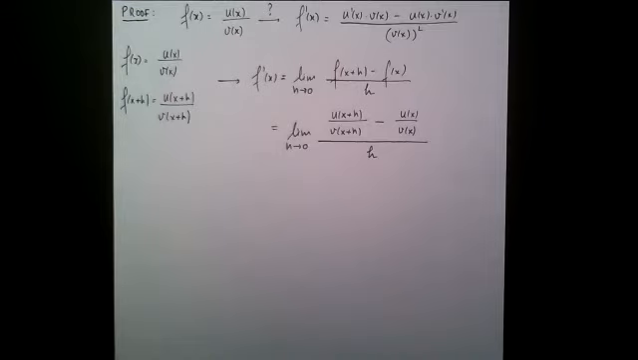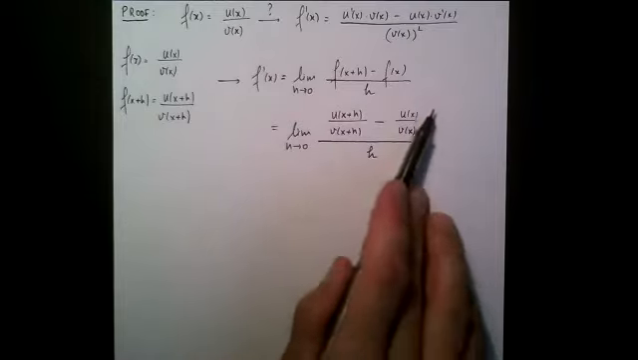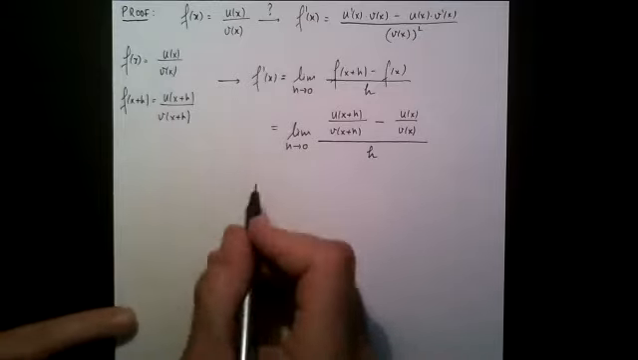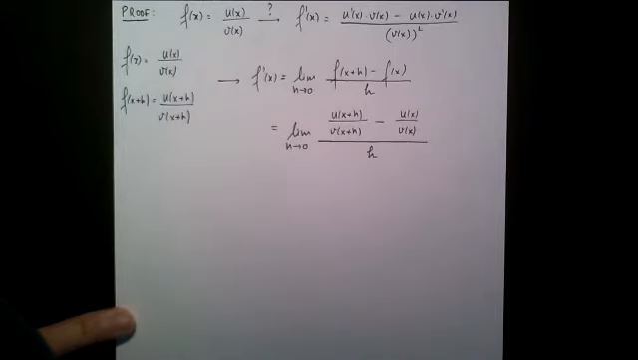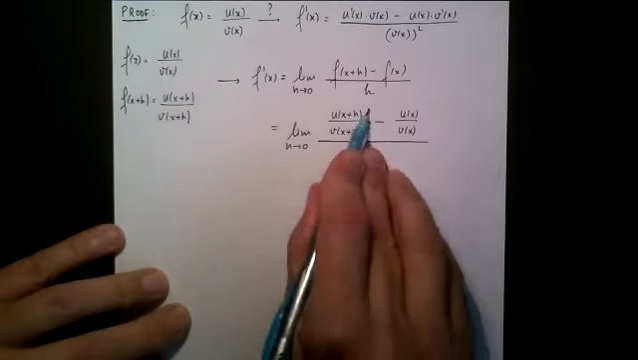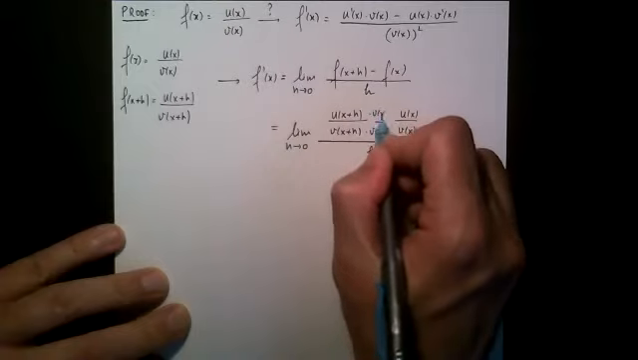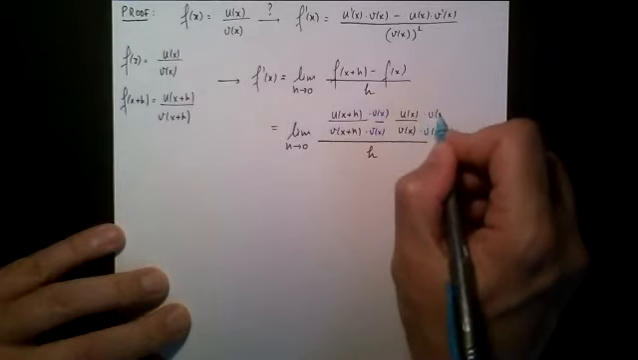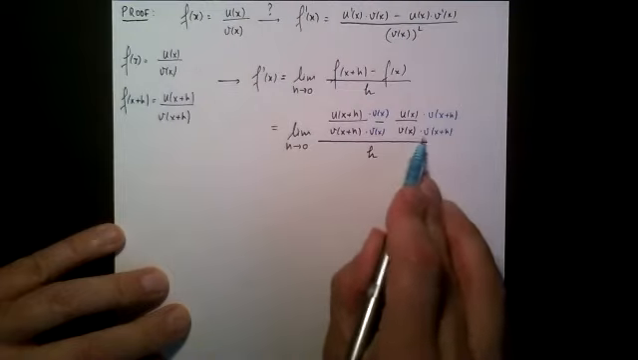So the first thing I'm going to do, because I hate having fractions on top of fractions, is find the common denominator and try to express this as one single fraction, not a complex fraction like this. So I will find the common denominator on top, multiplying here by v of x top and bottom, and here by v of x plus h top and bottom, so that the bottom of both of them is v of x times v of x plus h.